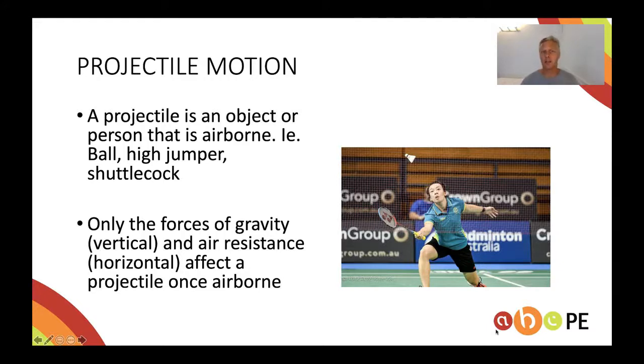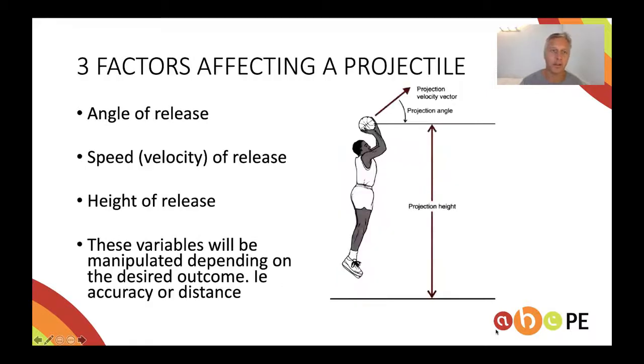So here we go. Basically a projectile is any object that is airborne, remembering that humans can also be projectiles when they jump. Whilst in the air, the only forces that will affect the flight of a projectile are gravity, vertical, and air resistance, horizontal. But before the object is airborne, we can have a fair say on the flight path. And the way we do that is via the angle, the speed, and the height at which we release the projectile. So these variables will be manipulated depending on what the objective is in the sport.